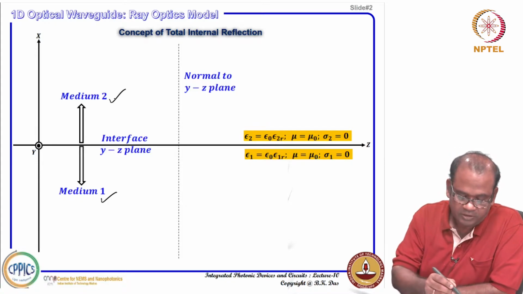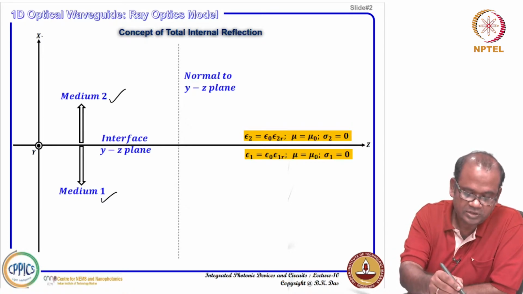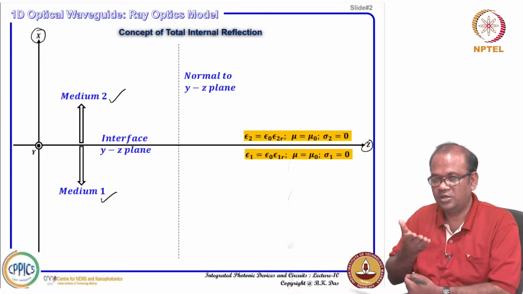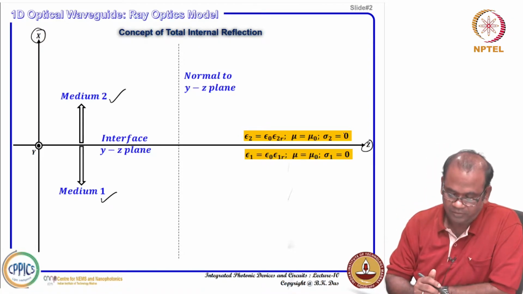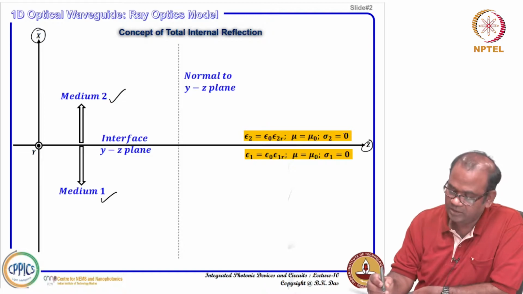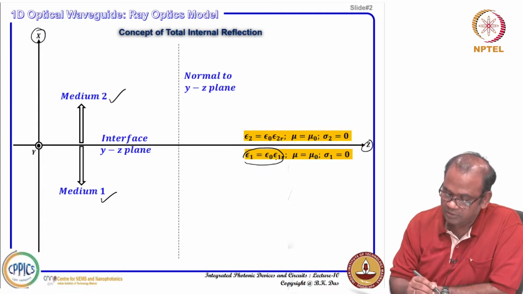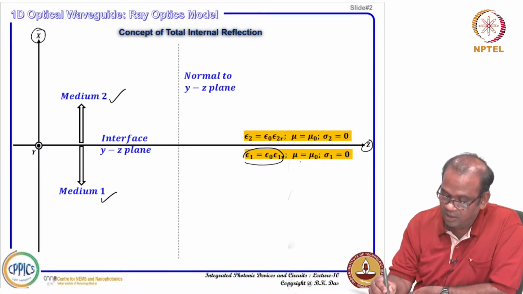They are separated by an interface in the yz plane. This is your x axis, this is your z axis, this is the y axis. So, that means x axis, y axis, z axis, like that. And then medium 1 is characterized by its permittivity epsilon 0 epsilon 1r. So, that is the relative permittivity for medium 1, and it is considered a non-magnetic material.